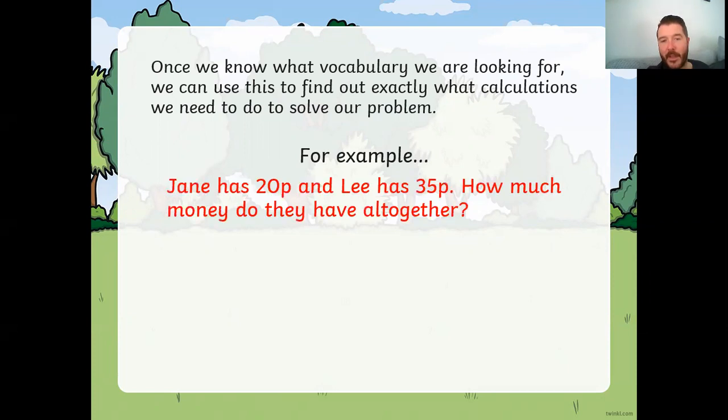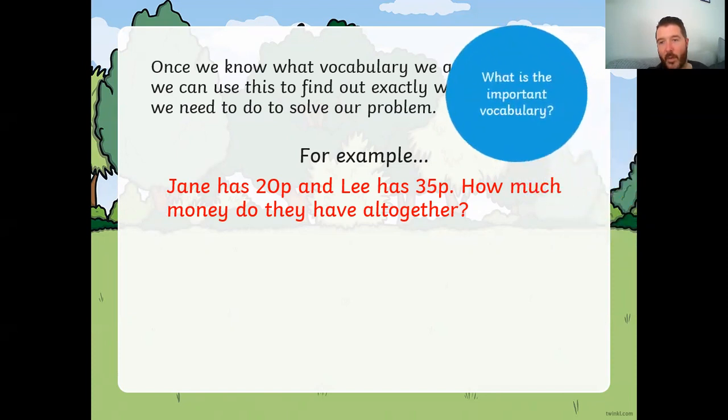For example, if I have this word problem, Jane has 20p and Lee has 35p, how much money do they have all together? What's the important vocabulary? What do you think is the important words in that sentence that help us to know what we need to do? That's right, it's and all together. So and tells us we've got two parts together, and all together tells us we're counting how many there are when we've put them together, doesn't it?